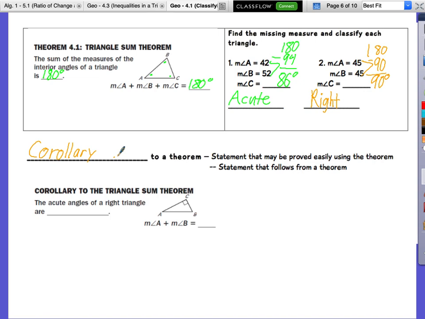Corollary to the triangle sum theorem, the acute angles of a right triangle are complementary.